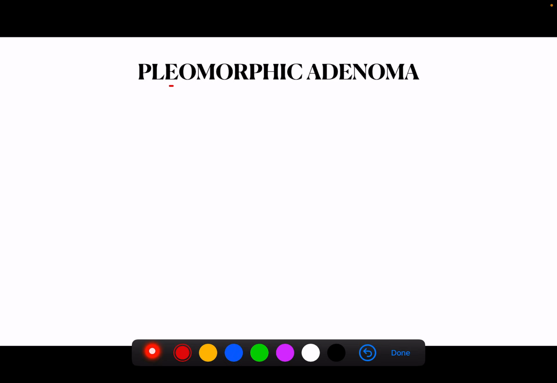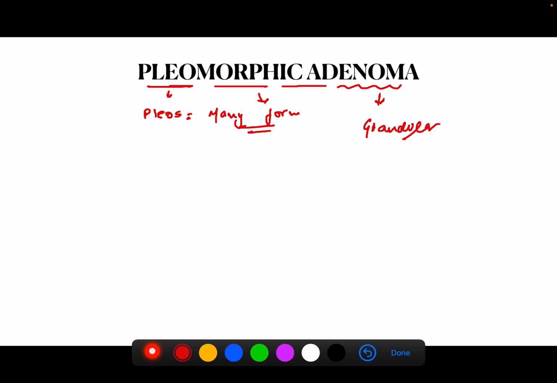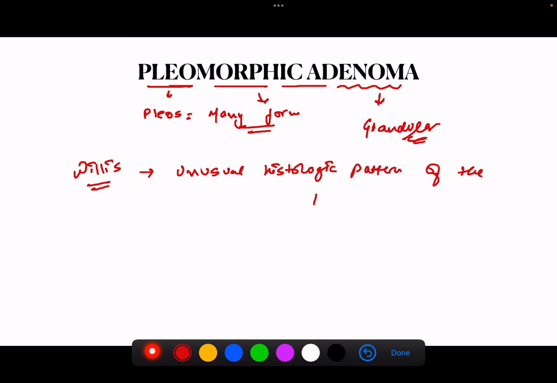Today we'll be learning about pleomorphic adenoma. So pleo or pleos basically stands for many and morphic stands for form. So this adenoma will be seen in various forms, and adenoma is basically affecting the glandular structure. So Willis first described it as an unusual histologic pattern of the lesion.